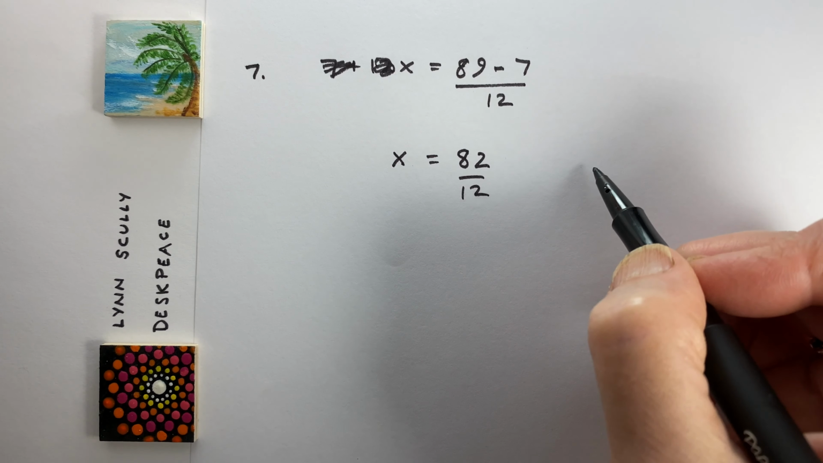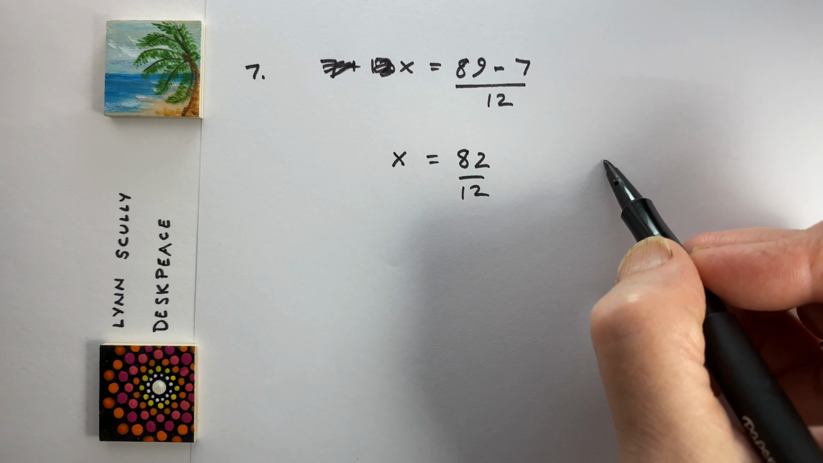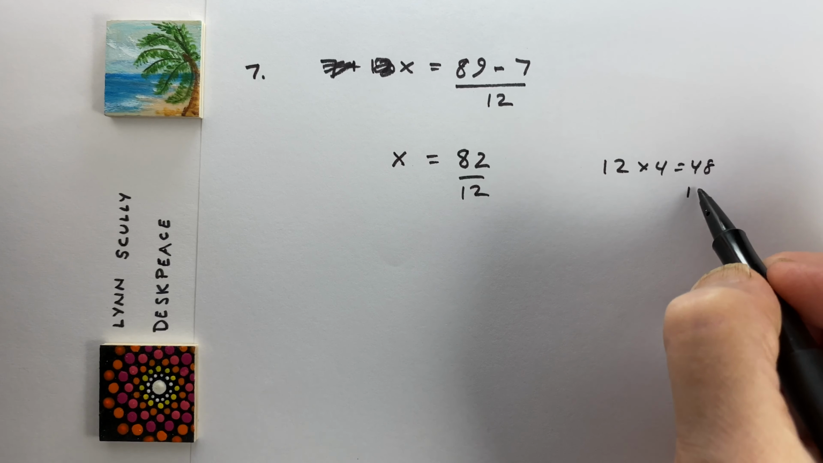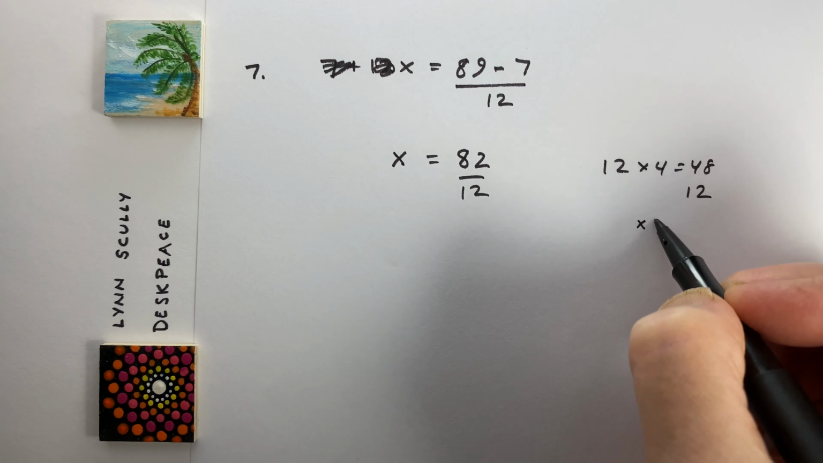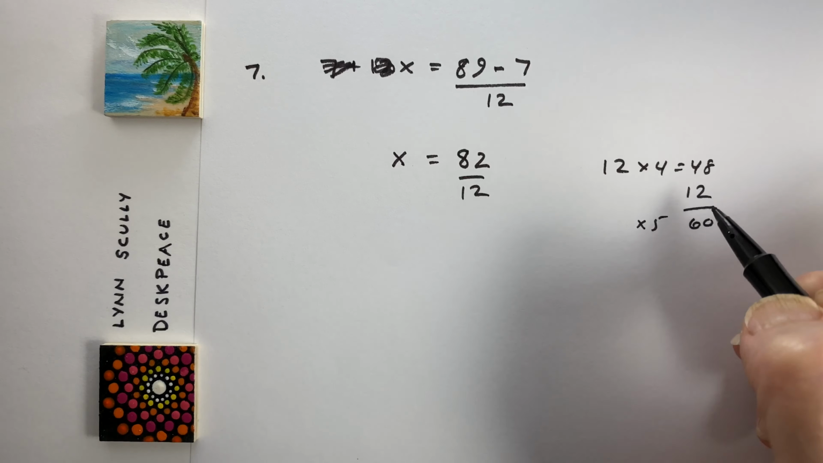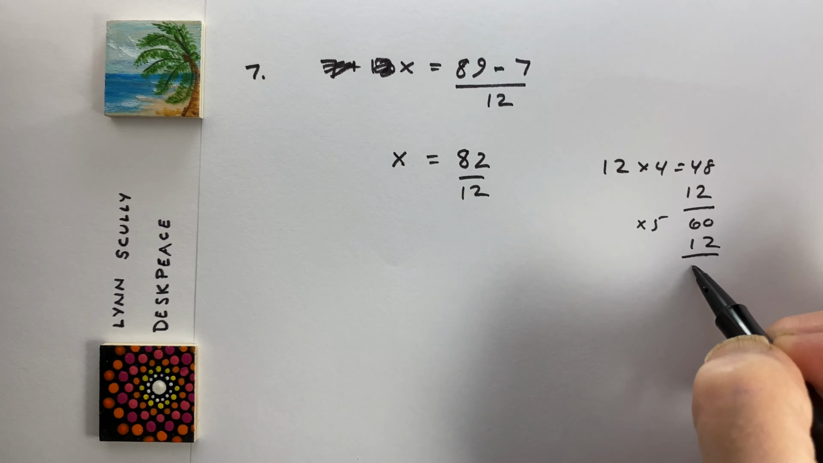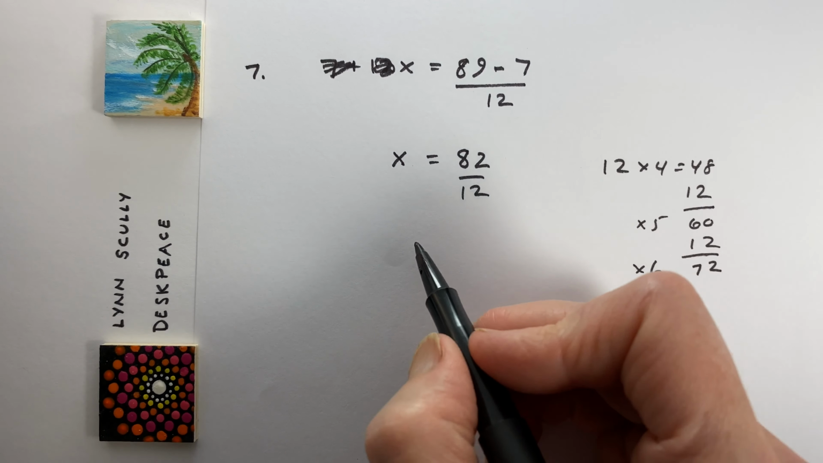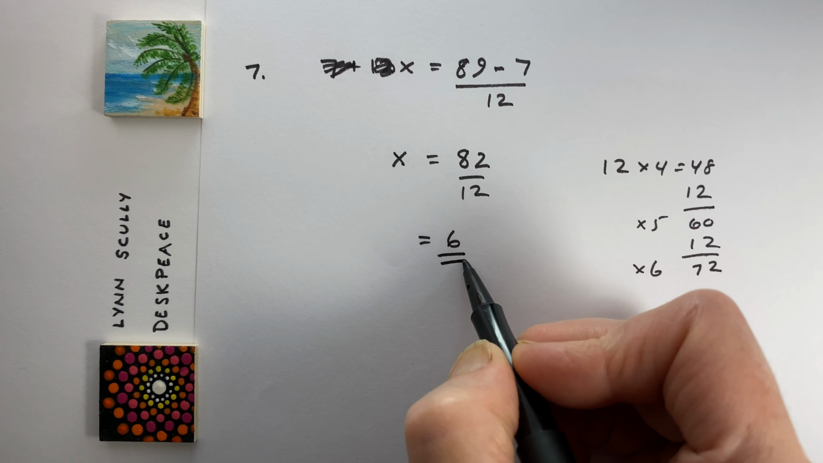12. So let's see. I know that 12 times 4 is 48. Add another 12, and that would be 12 times 5 is 60. Add another 12, and it is 72, and that was one more, which was 6. So this reduces to 6.